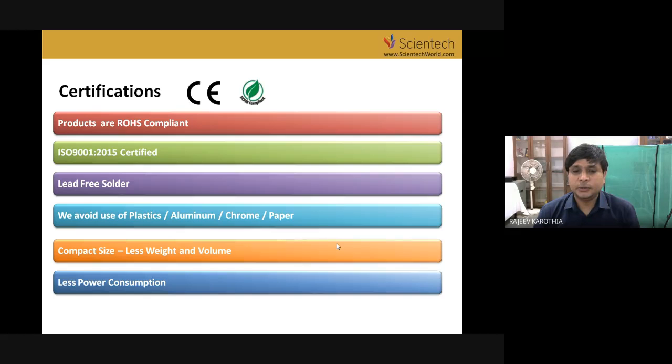Use of plastic, aluminium, chrome, paper. We design whatever product we are going to design. These products should be less in size, less in volume and weight, so that we can easily transport them and easily have space to accommodate them in the lab.